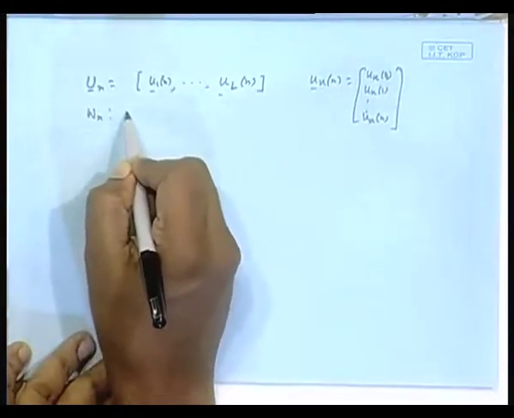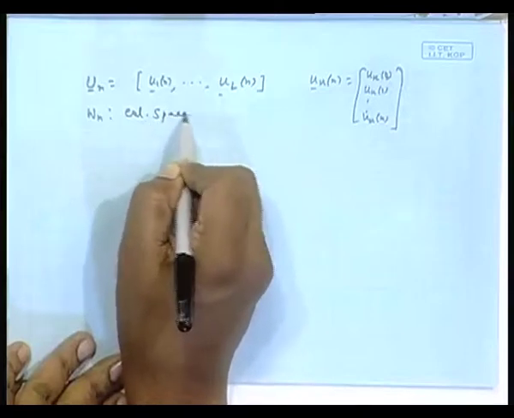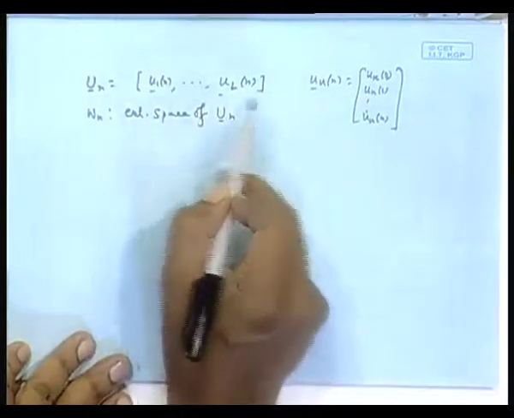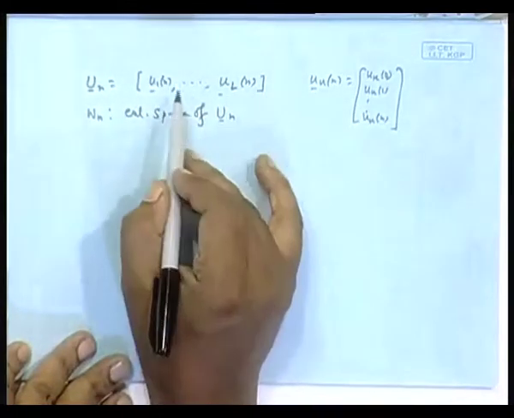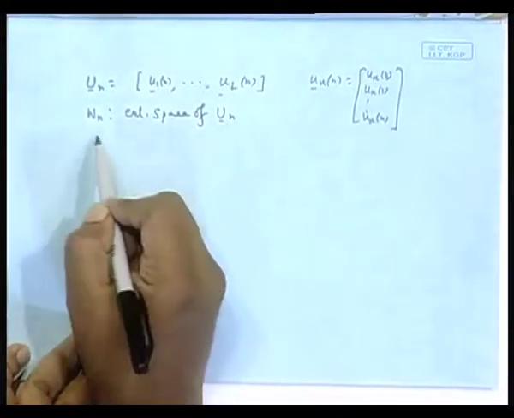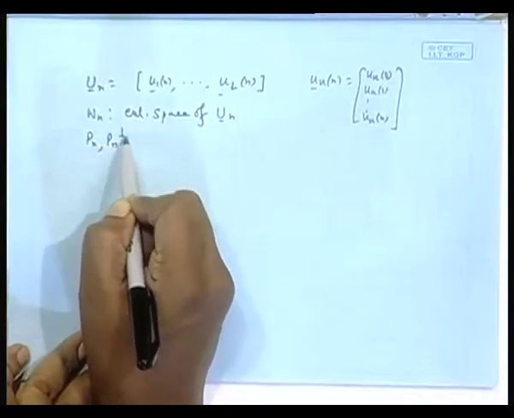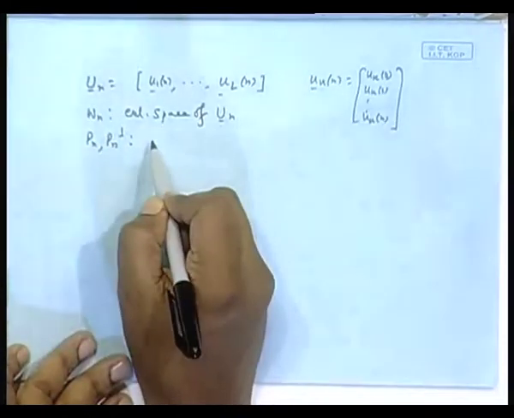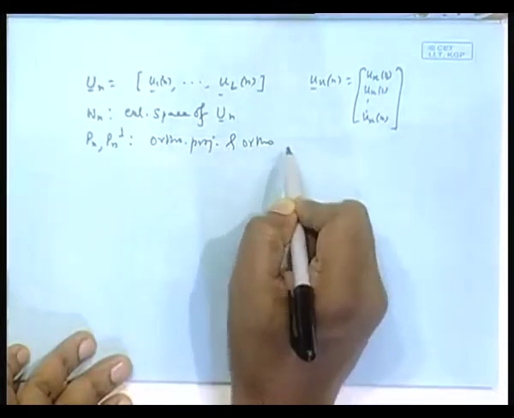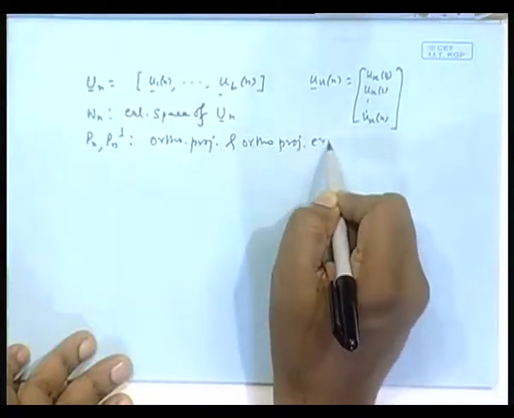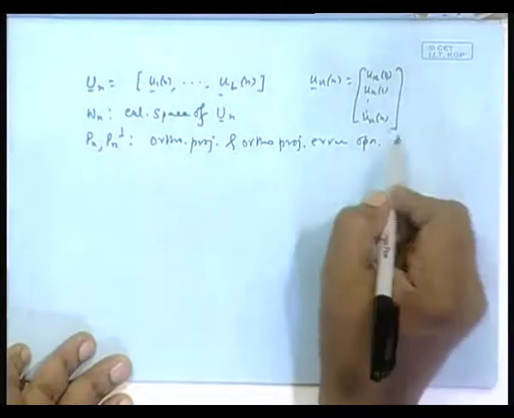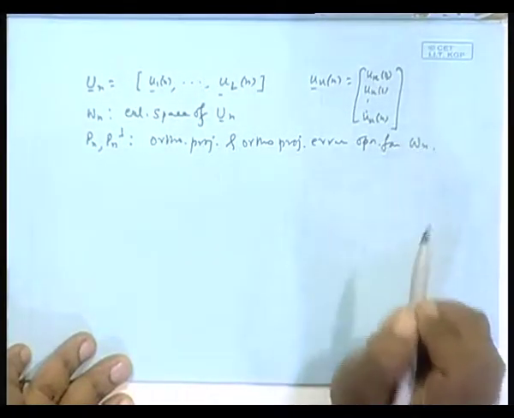Wn column space. Okay, there is a space spanned by these columns. Space spanned by the columns of this matrix, this column vector. I call it loosely column space, and there is Wn. Pn perpendicular, you understand? They are orthogonal projection and projection error operators for Wn, this space Wn, fine.